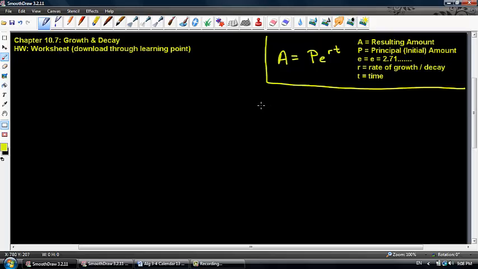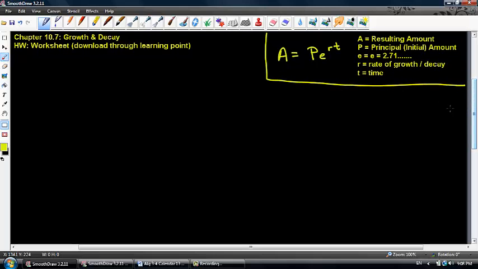The hardest thing about these problems is reading them and understanding what it is you're actually looking for. Your assignment is the worksheet. Go ahead and download it through Learning Point, and we'll do a bunch of the problems on there so you can get a feel for what we're looking for here.